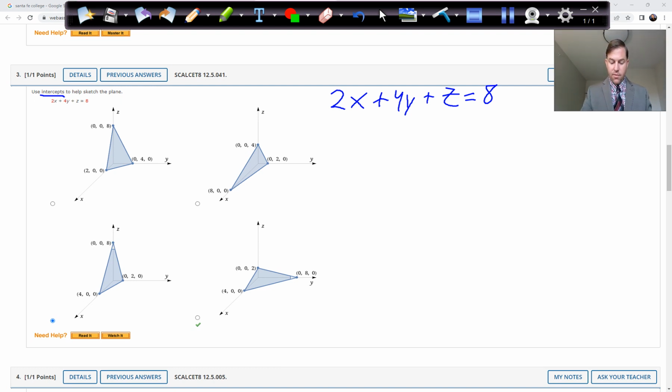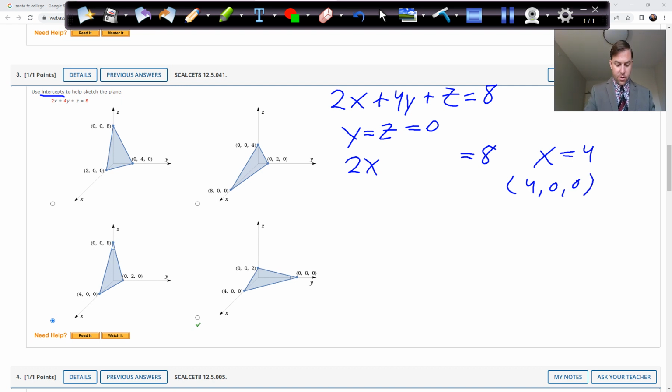So the first one we're going to find is x. So we're going to let y equals z equals 0. So both those are going to go to 0, and those second and third terms will go away, so you're just left with 2x equals 8, which solves to be x equals 4. So there's a point on this plane that has an x value of 4 and the other 2 values are 0. In fact, let's look at the correct answer. It would be this point right here.